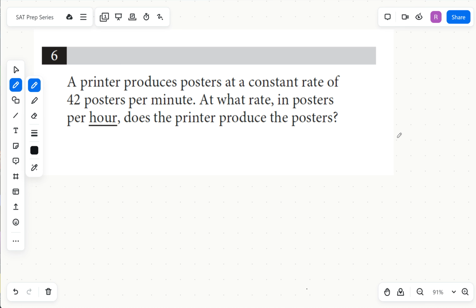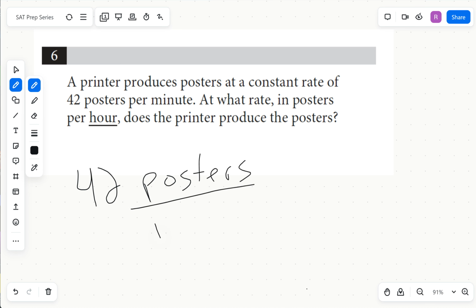I have a printer that produces 42 posters per minute. Whenever you're expressing a rate, and they give you this "per," you're going to think in terms of division. My numerator is going to be the first word, and my denominator is going to be the second word. So this is how I can express posters per minute. And what they want us to convert that to is how many posters per hour.